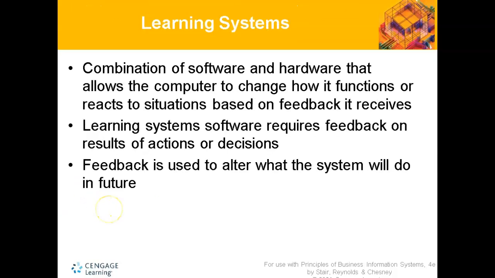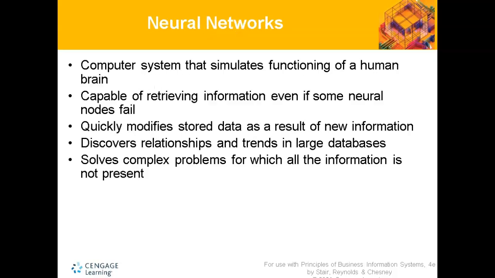Then learning systems. Learning systems are basically systems that learn. For example, if a system makes a mistake in January, in March it knows not to make that mistake again. So it learns from previous experiences, and it keeps on learning until it gets very, very knowledgeable.